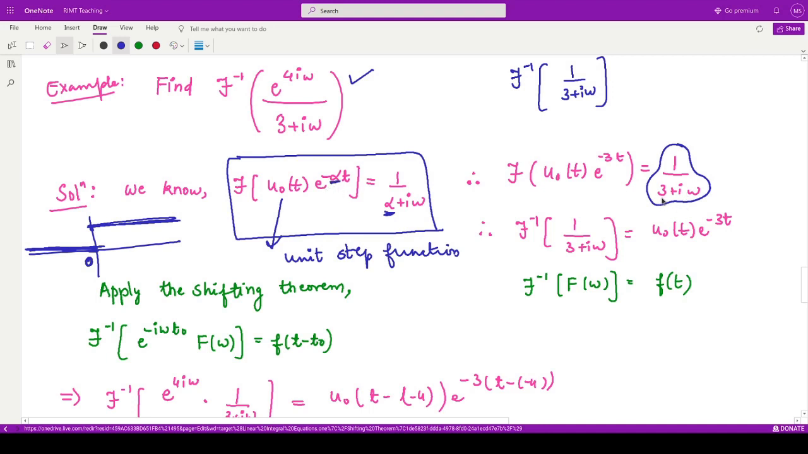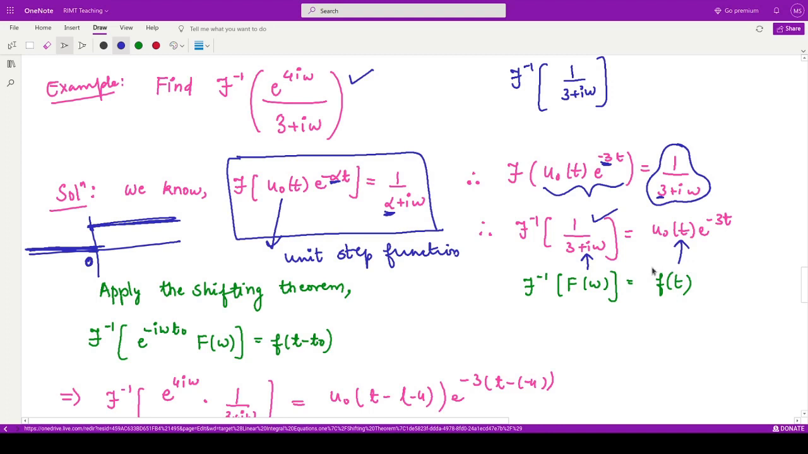So here we have 3, so here it should be minus 3t. So the Fourier inverse of this particular function comes out to be this function. So if this is f of t, if this is capital F of omega, we can apply the shifting theorem over here. So we would have Fourier inverse of e to the power minus iota omega t naught F of omega, that is equal to f of t minus t naught.